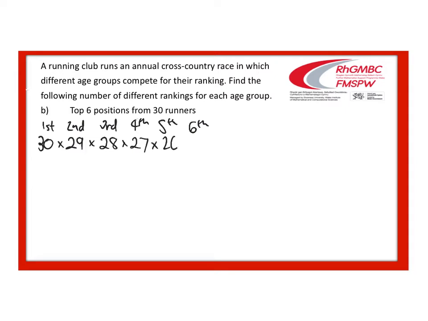And essentially, we're just doing what we did before, except we're not counting all the way back down to 1. We are counting down just enough to go back to the number of positions which we require. In this case, 6 positions. So the top 6 positions from 30 runners can be calculated by doing 30 times 29 times 28 times 27 times 26 times 25, which is going to give us a huge number, much bigger than any numbers we've got so far, 427,518,000.